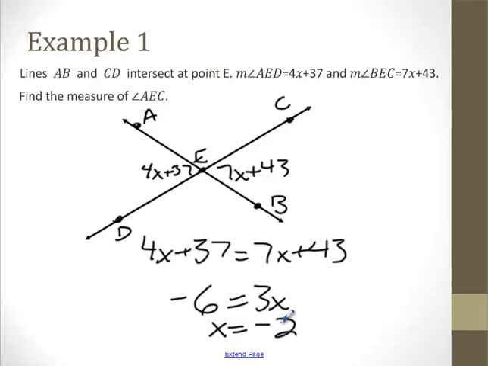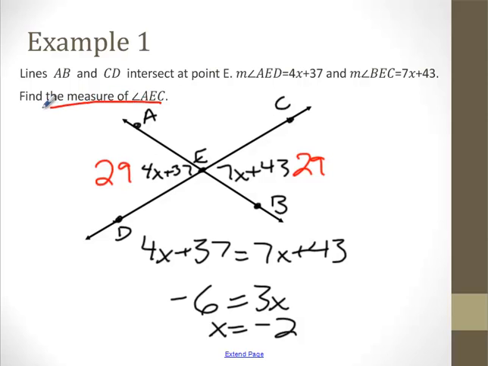Now, don't worry if you get a negative number. It's okay to get x to be a negative number. We just need to double check, does that make any of my angles negative? So when I plug it in, 4 times -2, that's -8, plus 37. -8 plus 37 gets you 29, which means both of these are 29.